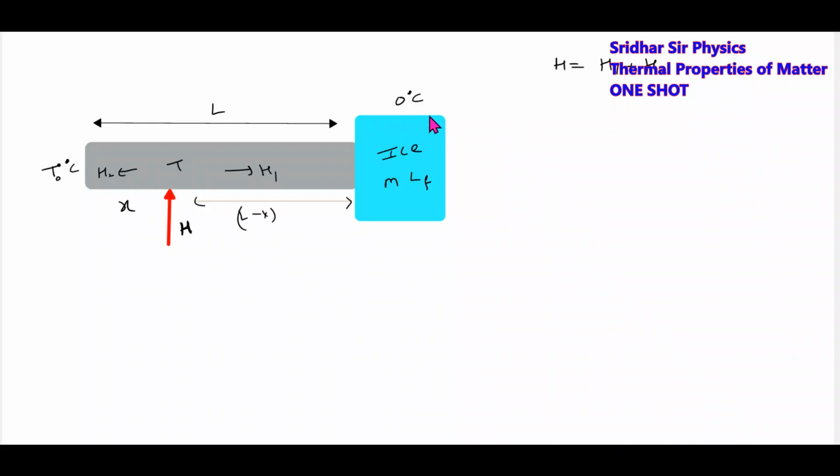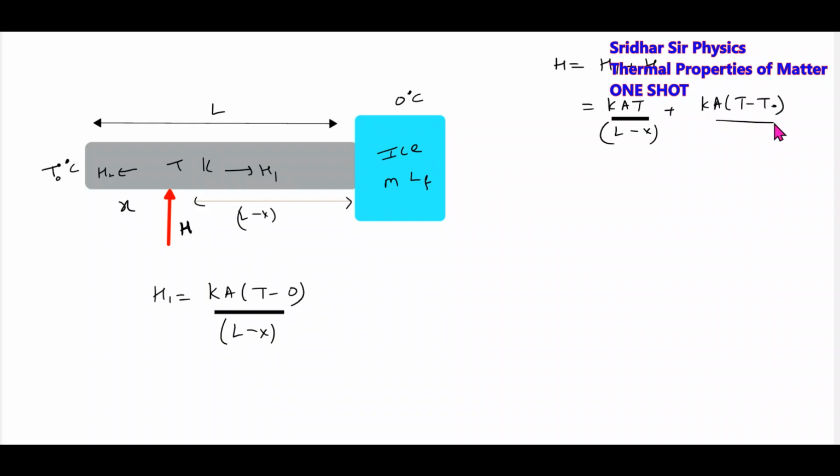What is the time this will take? Continuously heat will flow here. This H1 should be equal to K, thermal conductivity K, A, temperature T minus 0, by L minus X. Agreed. So this will become KAT by L minus X. What about H2? H2 will be KA(T minus T naught) by X. This is some general idea I'm discussing here. So if they give X, you can get the temperature T.